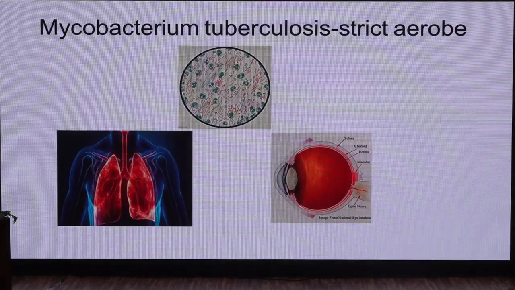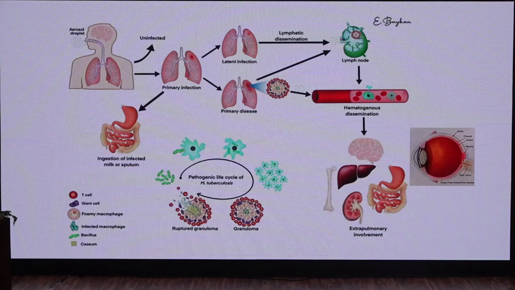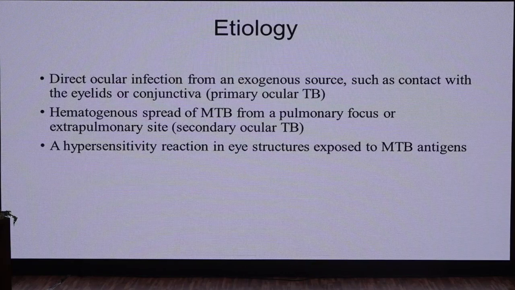So MTB, you all know, is a strict aerobe, it loves oxygen. So the most common organ it affects is the lungs, and the most common part of the eye, as you very well know, is the choroid. But how does it reach the eyes? It is mainly through hematogenous dissemination, although there are other ways by which MTB enters the eye, like direct ocular infection from an exogenous source, such as contact with eyelids or conjunctiva. In this case, we'll label it as primary ocular TB. Another is a hypersensitivity reaction in eye structures when exposed to MTB antigens in the blood. But still, the commonest one is the hematogenous spread.